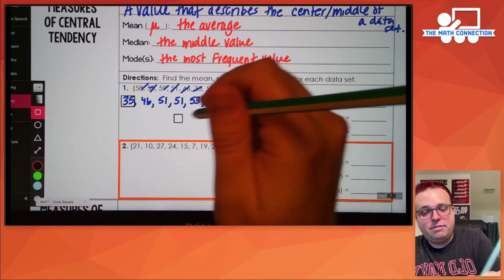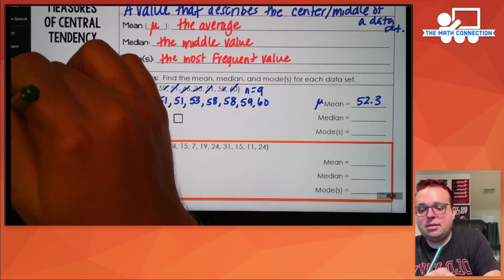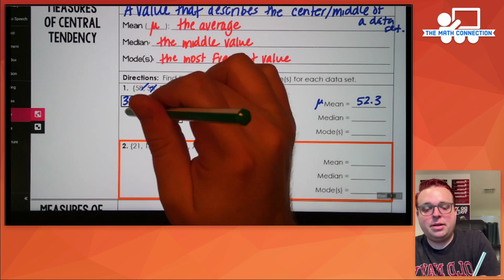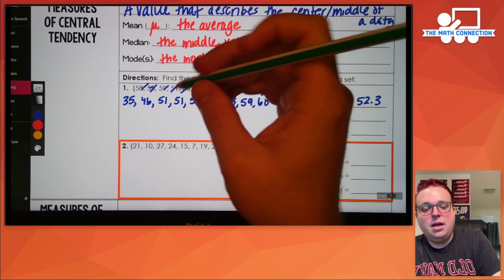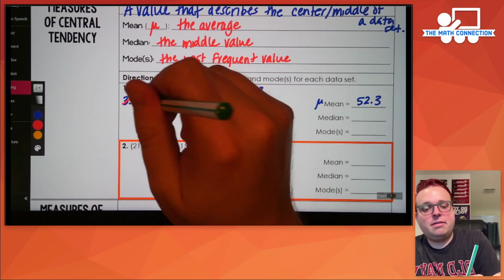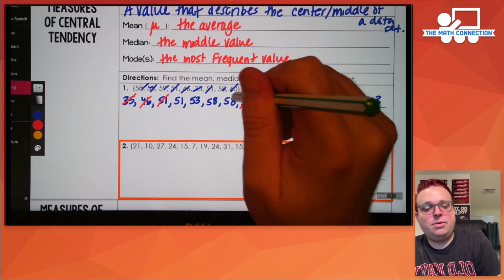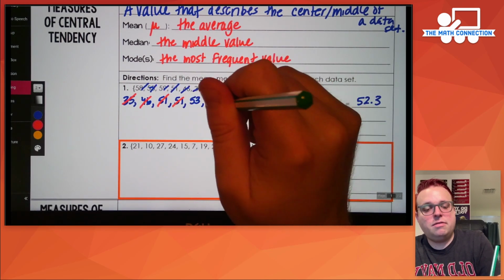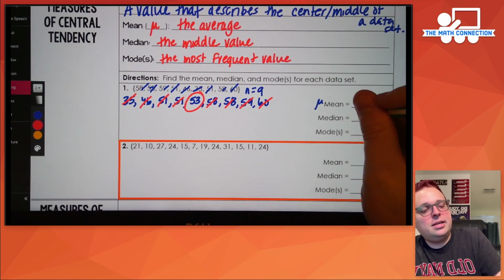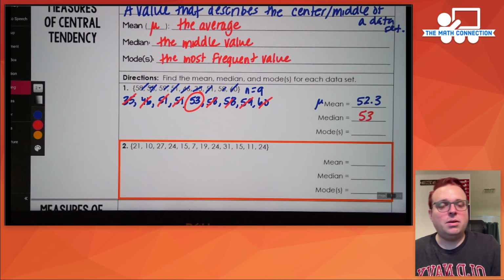So 35, I don't know why there's suddenly a bunch of boxes on here. That's pretty cool. I don't know why that's happening. Okay, so 35, 60, 46, 59, 51, 58, 51, 58, 53 is the median. It's the value in the middle.